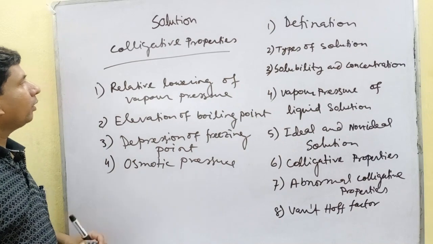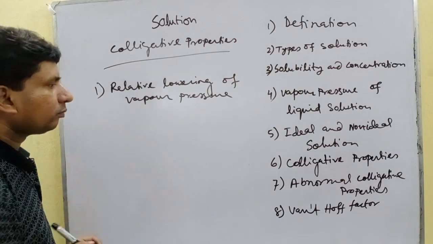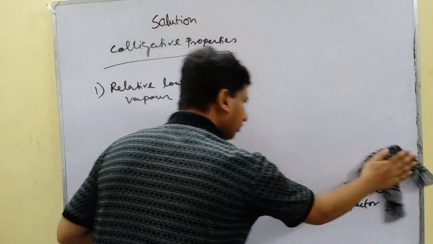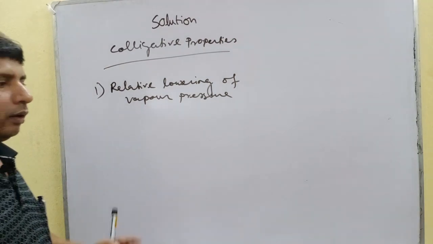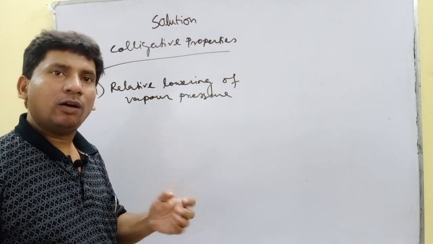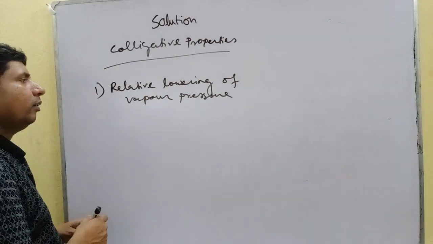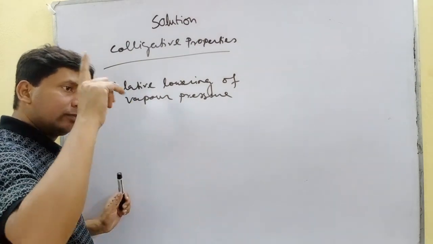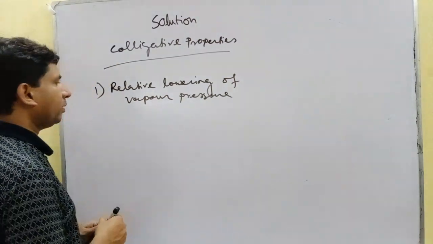Okay. Now, relative lowering of vapor pressure. What is the relative lowering of vapor pressure? And what is actually vapor pressure? The vapor pressure is the force exerted by the vapor per unit area of the solution or solvent. So vapor pressure is the pressure exerted by the vapor on unit surface area of liquid.